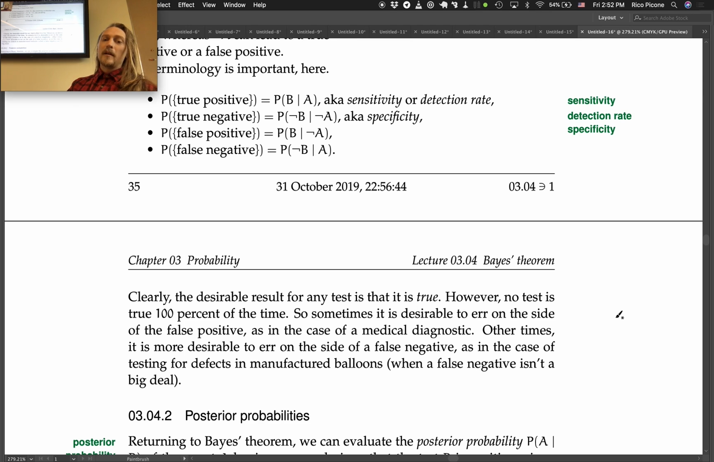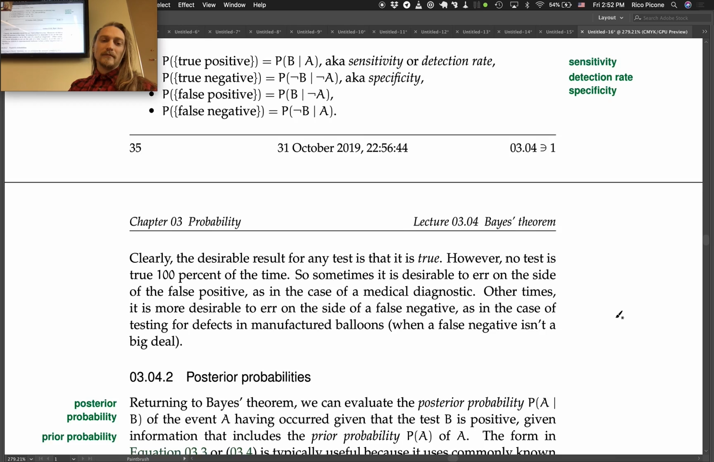Other times, it's more desirable to err on the side of a false negative, as in the case of testing for defects in manufactured balloons, when a false negative isn't a big deal, right? That one balloon goes out, it's got a hole in it. Probably not that big of a deal. You also don't want to be constantly stopping production because you have a defective balloon, but it turns out that it's not defective and you just stopped things for no reason. It just depends on the situation, right? Sometimes you've got to err on one side, sometimes on the other side.